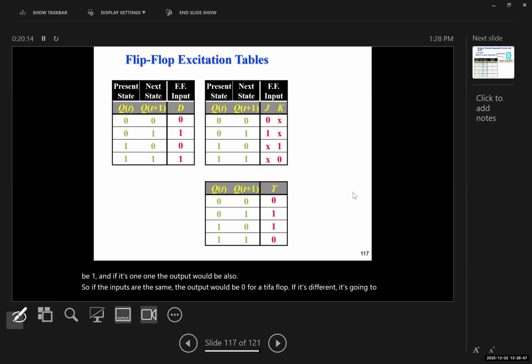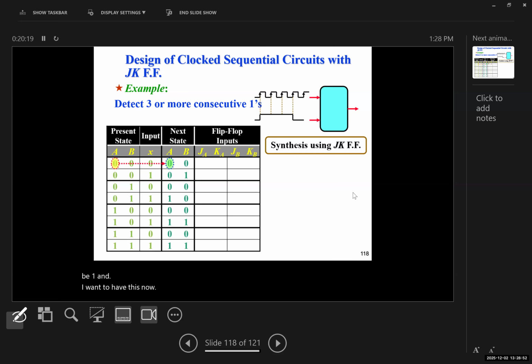Now, let's design the sequential circuit with a JK flip-flop for the same example. We want to detect 3 or more consecutive 1s. Now, for a JK flip-flop, using the previous table, if A, the present state, is 0, and the next state is also 0, then JA would be 0, KA would be X.